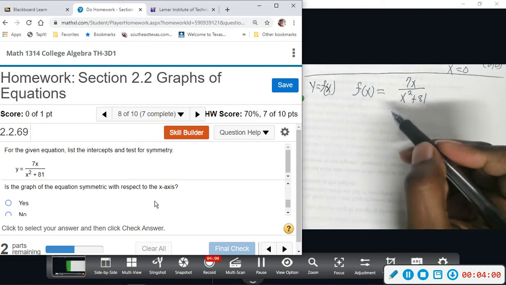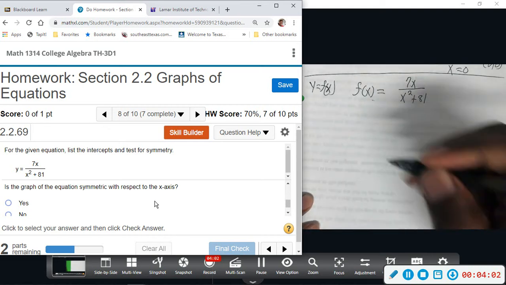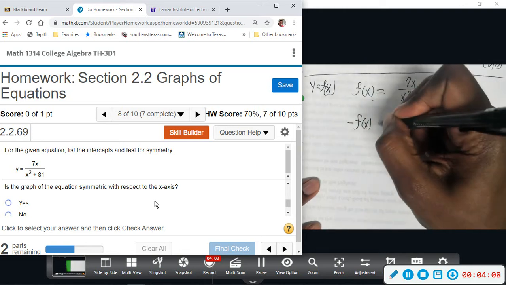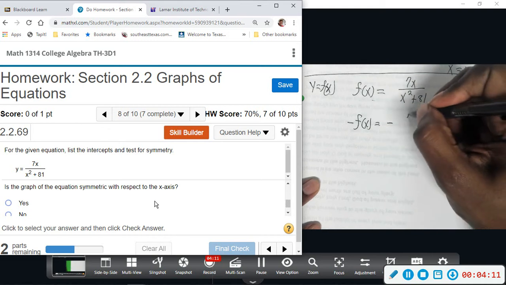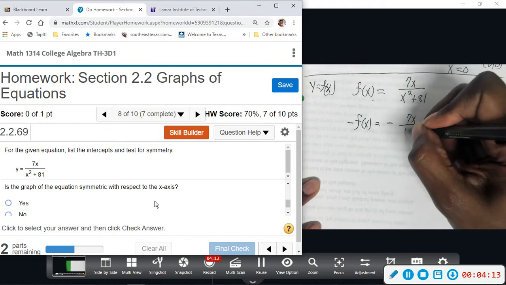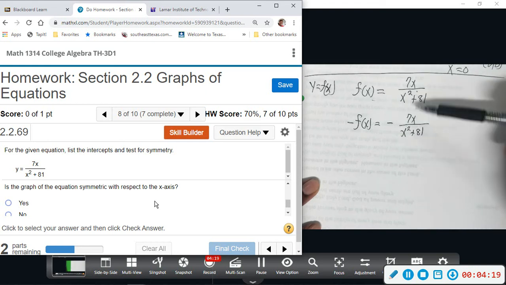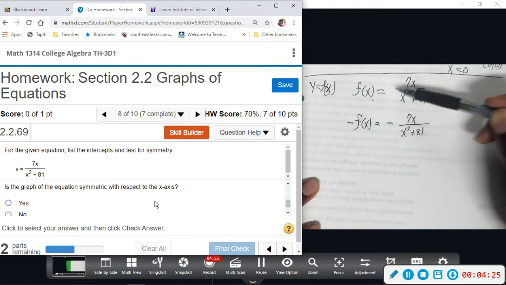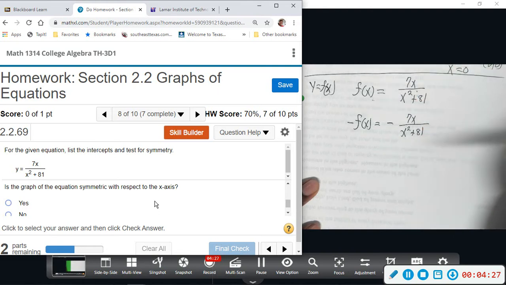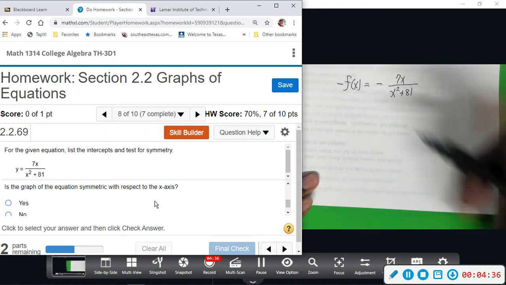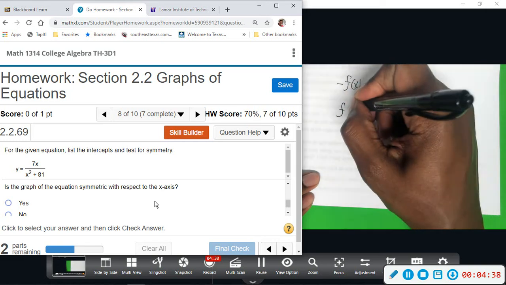So I have my original f of x. Now negative f of x, like this, just means you're going to plug a negative on the outside. You can look and see that these 2 are not the same. This one has a negative, this one does not. So if we were comparing those, we can see that it does not have x-axis symmetry. That would be the definition for x-axis. Now there's one more we need to do, f of negative x.